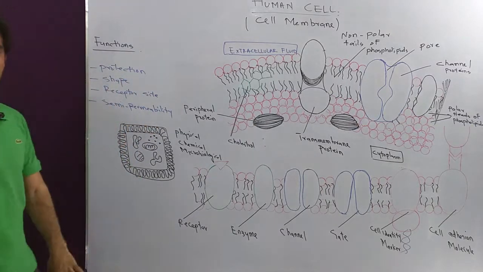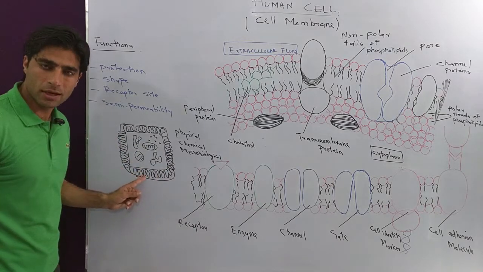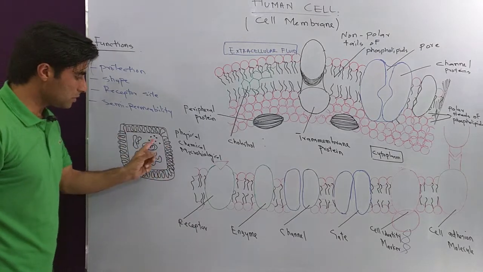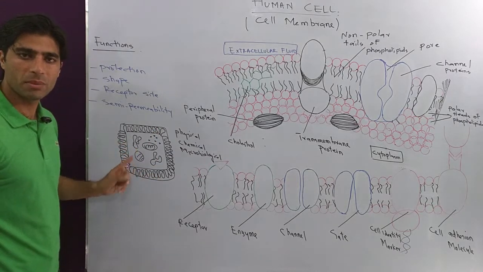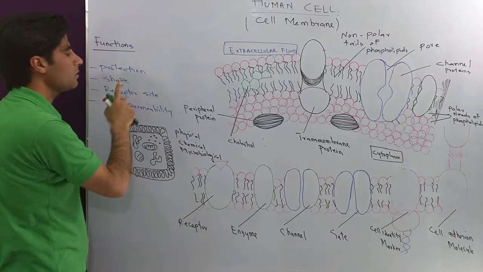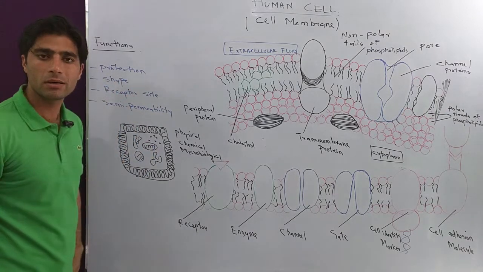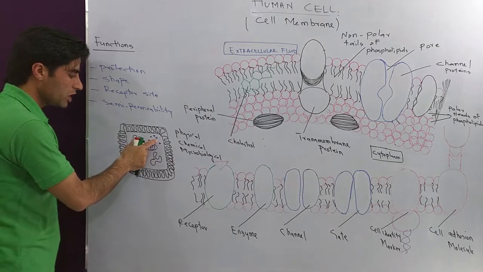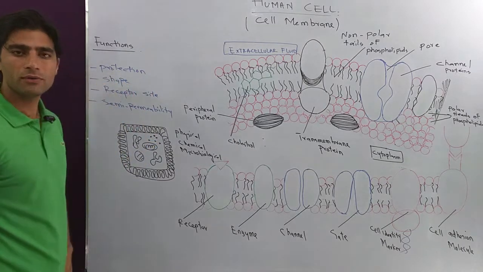Next is giving a shape to the cell. Now this is a specific cell, and this is a cuboidal cell. This cuboidal shape is due to the shape of the outer covering or the outer membrane. So the outer membrane or cell membrane is providing this specific cell a specific shape. So this shape is due to the cell membrane. This is again another function of the cell membrane.